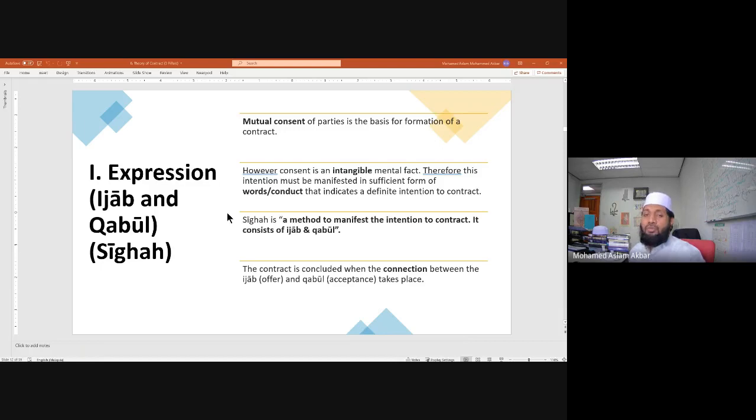So it consists of two most important elements, which are ijab and qabul, because this shigha can happen only between two parties. So this expression cannot happen with only one. Remember, when I say two parties, not necessarily it has to be two human beings. It could be one human being, the other one is a machine. But you need to know that someone is using the machine to sell things to you. For example, you are buying from a vending machine. There is no human being inside the vending machine. So somehow you push the button and then you get it. This is also a kind of shigha expression that you are doing.